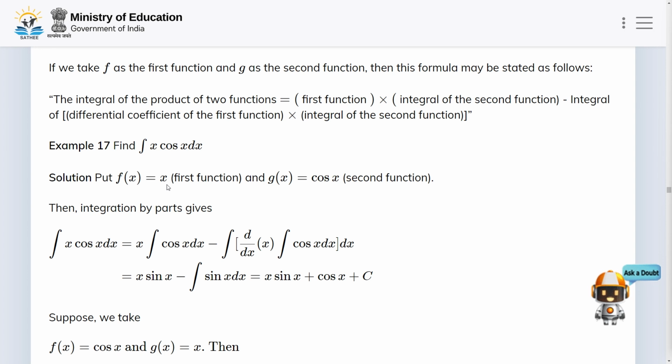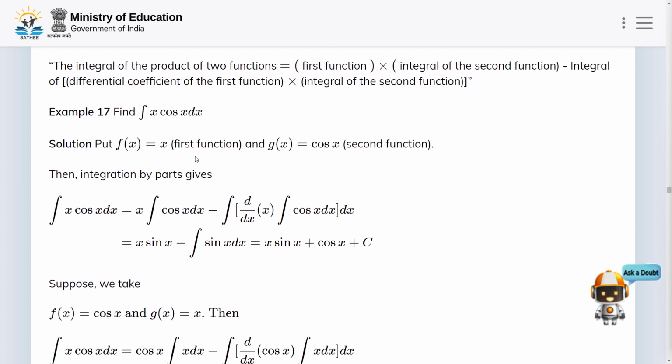So let us see an example. The integral of x cos x we have to find. So put f(x) equal to x, or the first function as x and the second function as cos x. Then the integration of x cos x will be what? First function multiplied by the integration of the second function, which is the integration of cos x dx. Now minus the integration of the first function's derivative. The first function is x, so the first function's derivative multiplied by the integration of the second function. Simple. Now solve them.